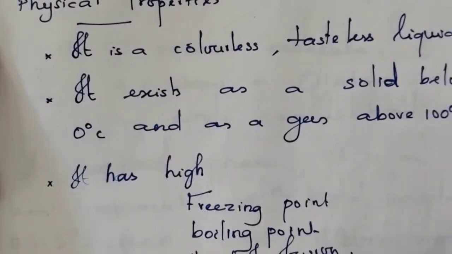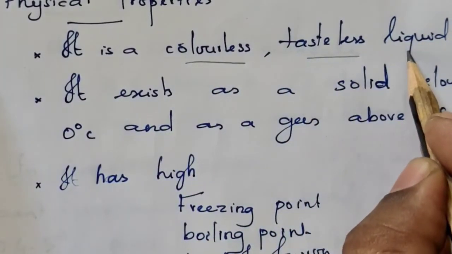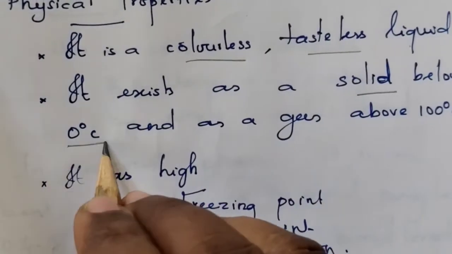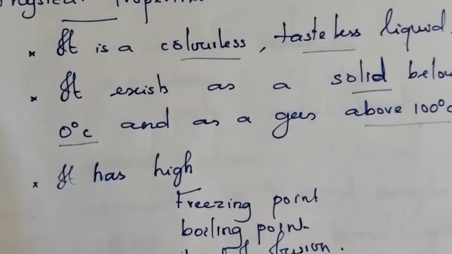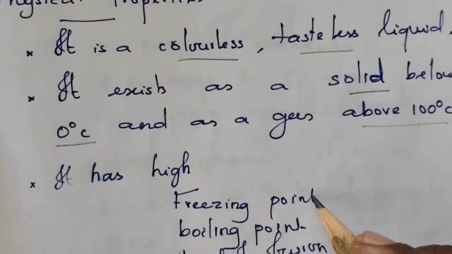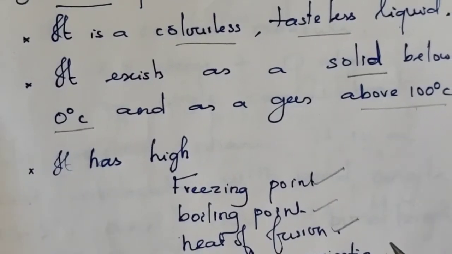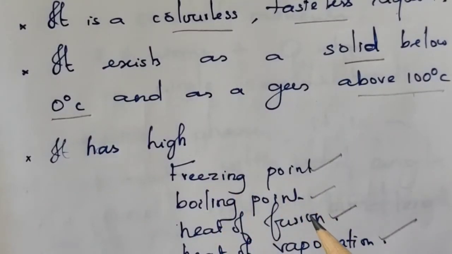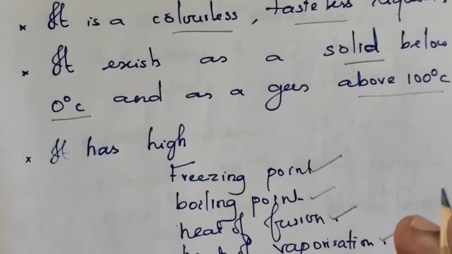Physical properties of water. Water is a colorless, tasteless liquid. It exists as a solid below 0 degrees centigrade and as a gas above 100 degrees centigrade. It has a high freezing point, boiling point, heat of fusion as well as heat of vaporization. Water possesses a high freezing point and boiling point, and also a high heat of fusion and heat of vaporization.